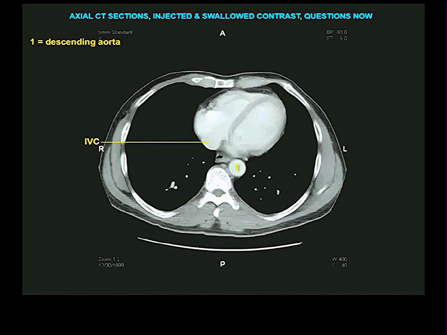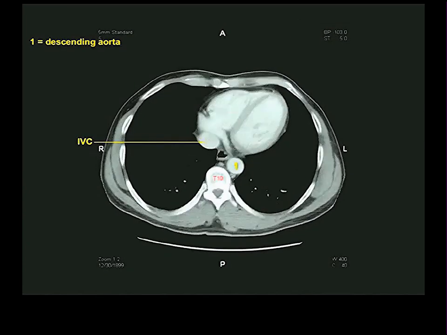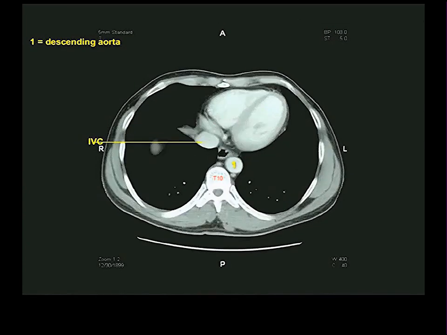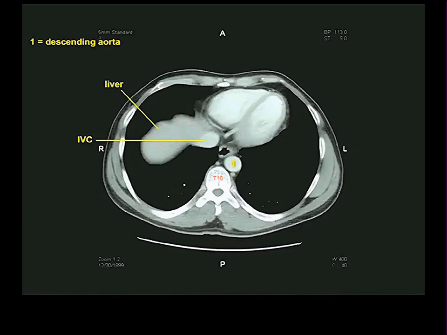I don't see the thoracic duct all that well. Maybe that little dot there is. Anyway, we're going to follow the inferior vena cava down and the descending aorta down as they pierce the diaphragm and enter the abdomen. And that's what they're doing here. Now we start to see the liver. Liver is generally the first of the organs you see. It is the highest organ in a person who's lying down.